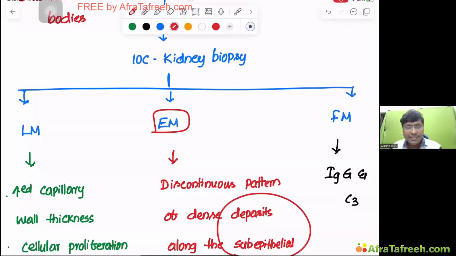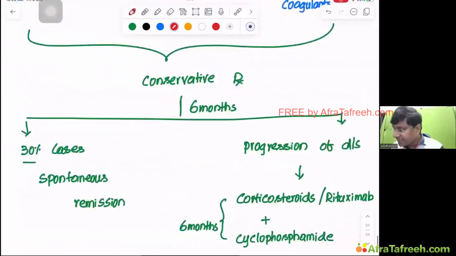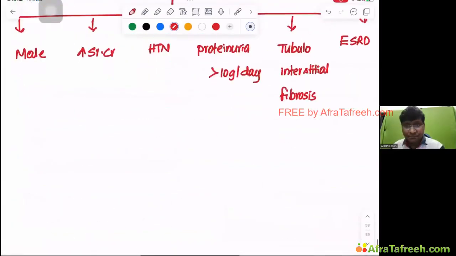And as such, these patients, they have good prognosis. And in steroid resistant nephrotic syndrome, you need to give cyclophosphamide. That is about the minimal change disease. Now, at this point, one thing I just wanted to tell you is about the immune complex types.